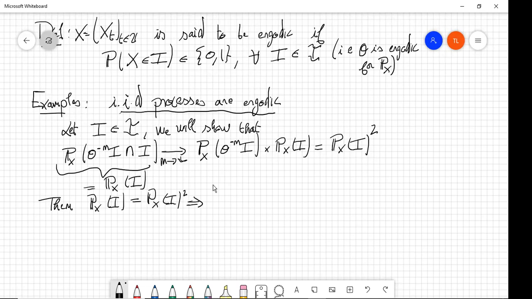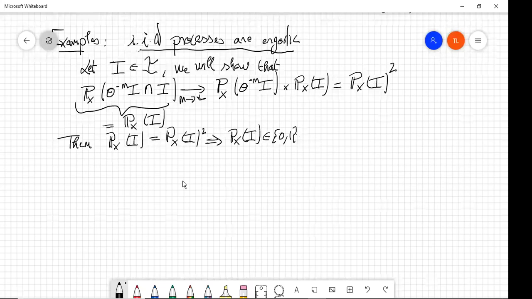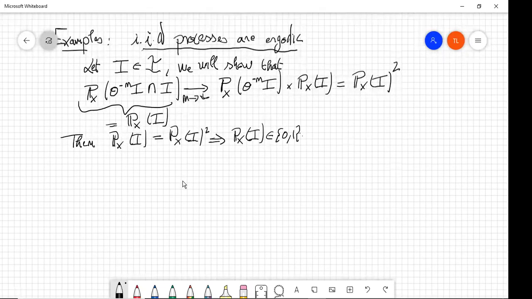This implies that the probability of x in I is either 0 or 1. So to do this, we proceed by approximation. So let's start. For the starting, we use a general principle in measure theory, which is the following.